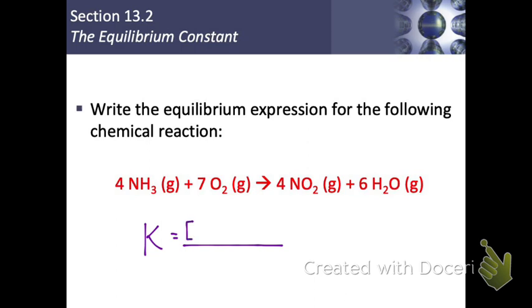So I'm going to go concentration of NO2 to the what power? Fourth power. And then concentration of H2O to the sixth power. And then in the denominator, I would go NH3, or ammonia, to the fourth power times O2 to the seventh power. So we do need to make sure that we understand these two terms would be multiplied by one another, all that kind of stuff.